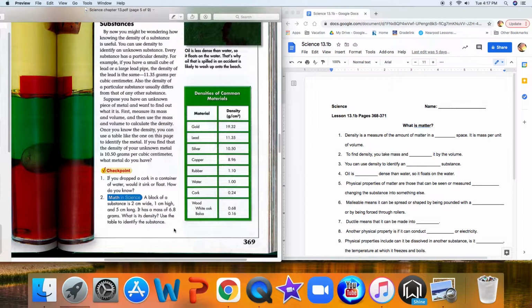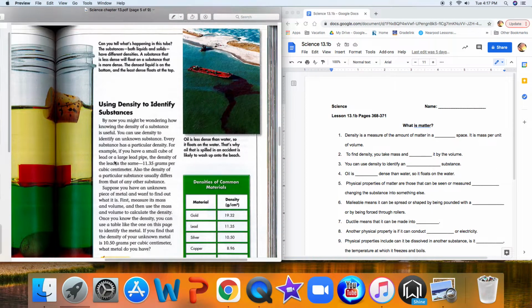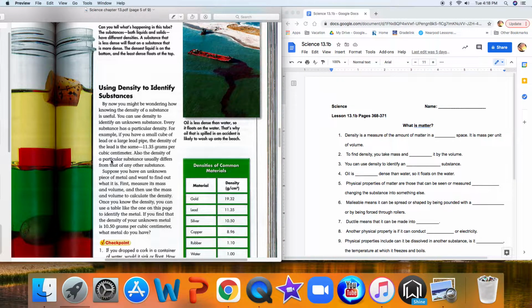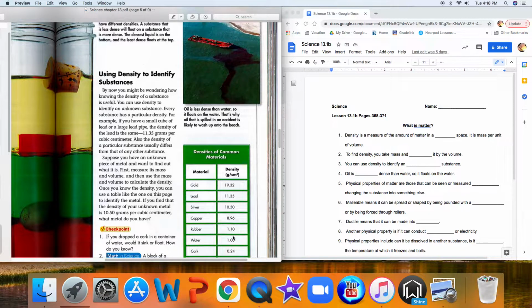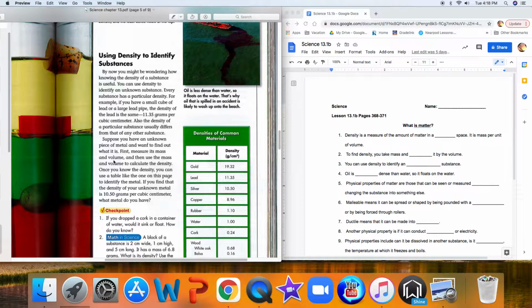Okay, why do we care about density? What does that mean for us? Well, it means this stuff. By now you might be wondering how knowing the density of a substance is useful. You can use density to identify an unknown substance. Number 3. Every substance has a particular density. For example, whether it's a small cube of lead or a large lead pipe, the density of the lead is the same. It's 11.35 grams per cubic centimeter. Also, the density of a particular substance usually differs from that of another one. So if I did the math, guys, and I got 11.35, it's lead. What they're saying is most substances have their own unique densities so that I can use it to figure things out.